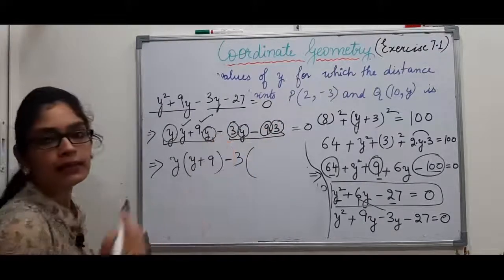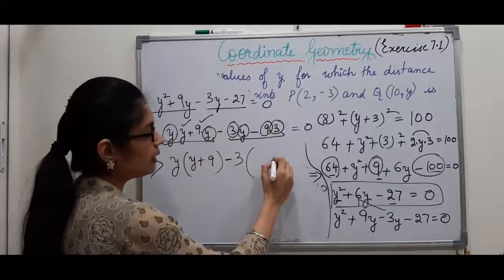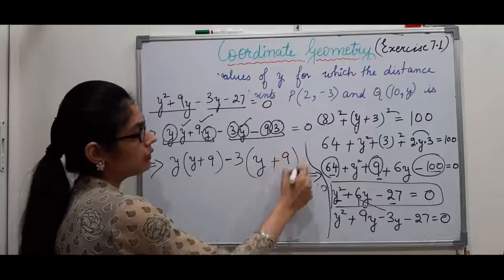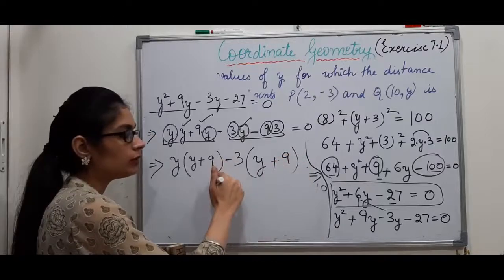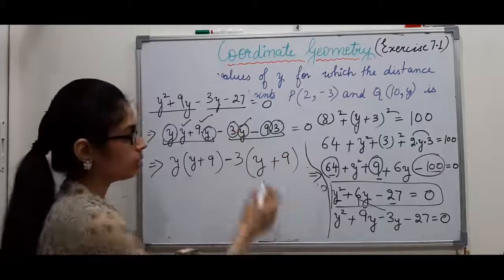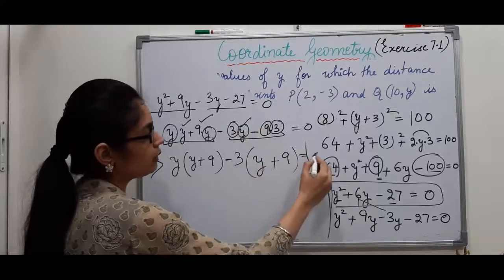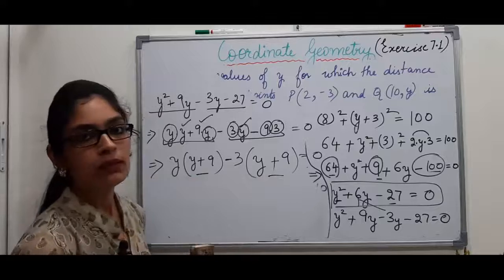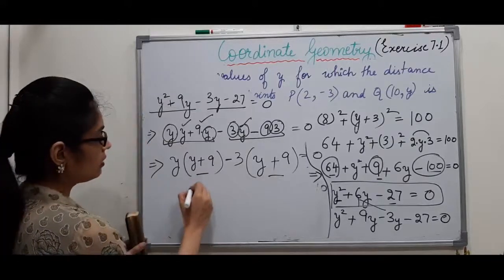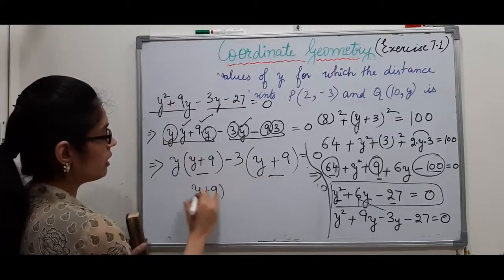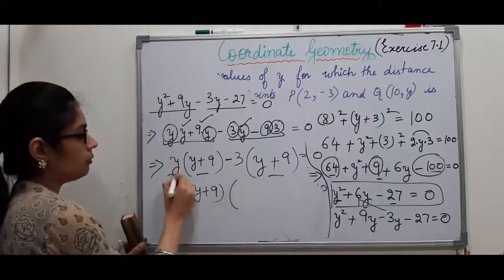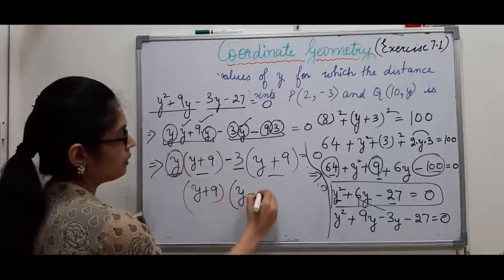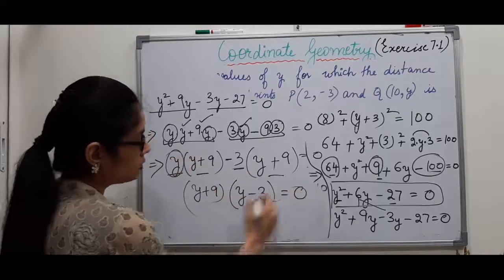So whenever minus is there outside, your inside sign will get changed. So here y plus 9. So always remember, minus outside the bracket, inside sign will get changed. So this minus will be changed into plus sign. Now if these two terms are same, that means your factorization is correct. You can write this term which is same outside, then remaining terms you can write, which is y minus 3 is equals to 0.